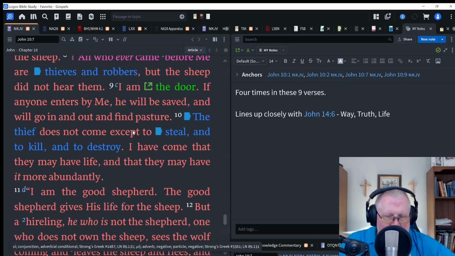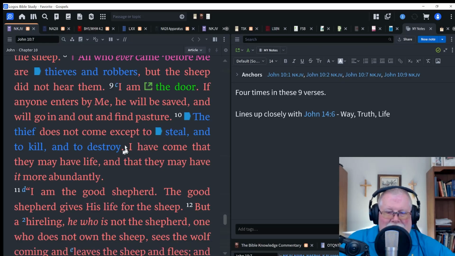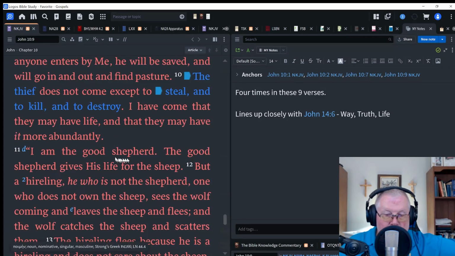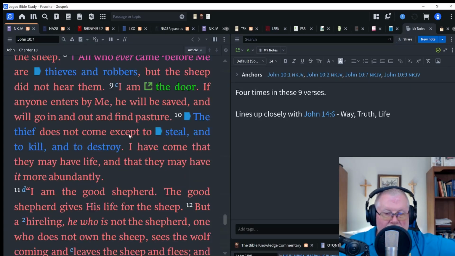That's who the enemy is, and those who serve, who are within the church and without, that's what they are about. They do not come except to steal, to kill, and destroy, in complete contradistinction to that. Absolute, diametrically opposed. I have come. The one who he's getting ready to call in the next verse, see verse 11, I am the good shepherd. The good shepherd gives his life for the sheep.